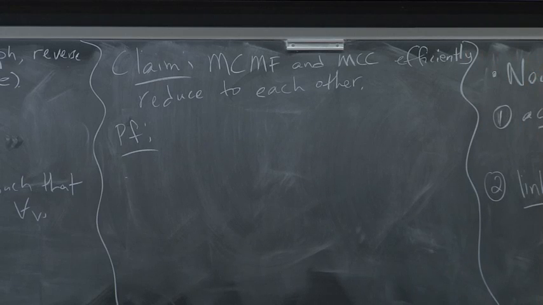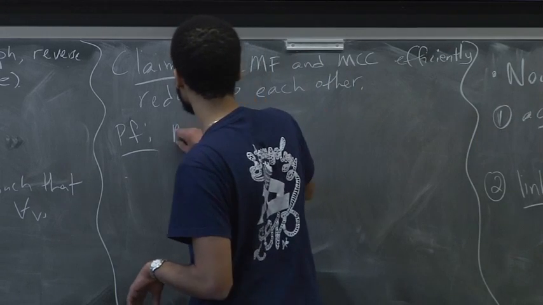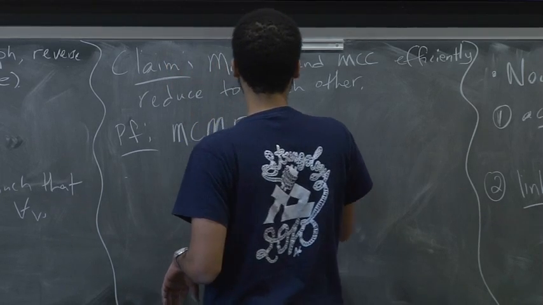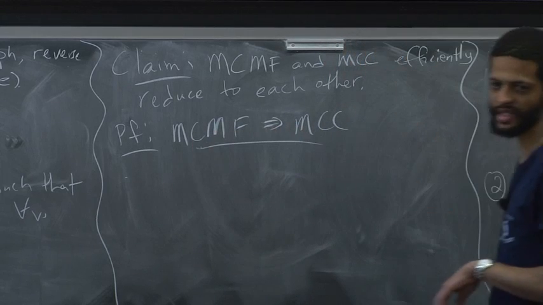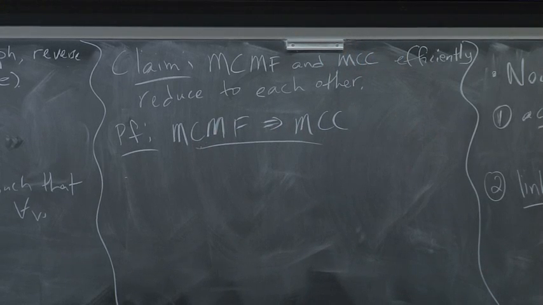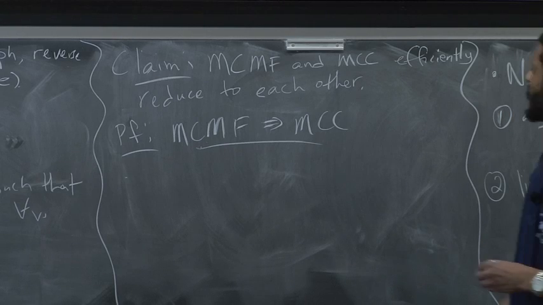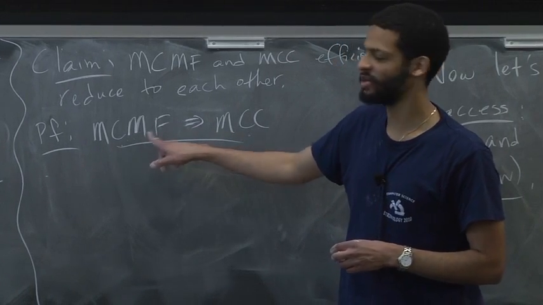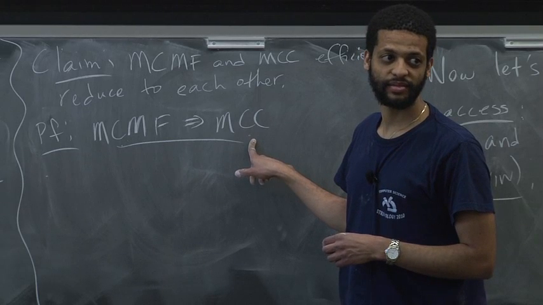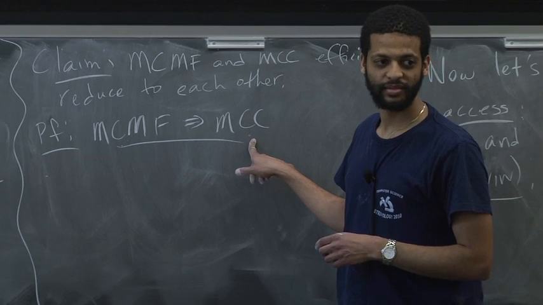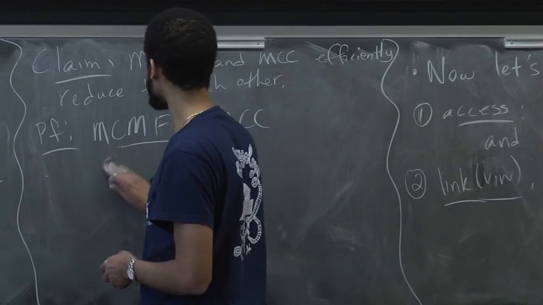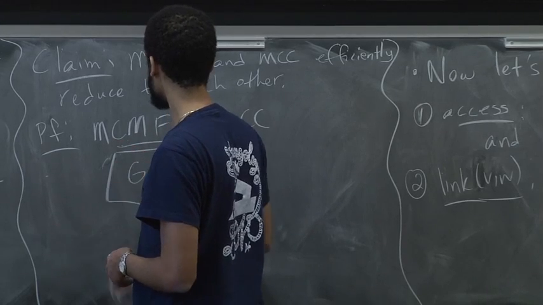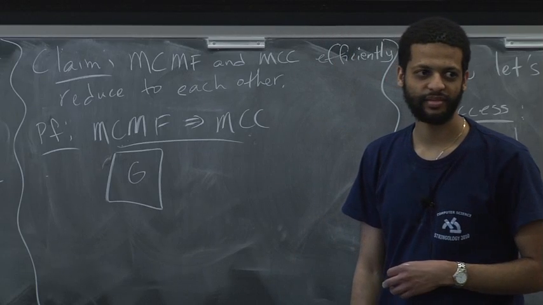Suppose you can do min cost max flow. Why does that imply that you can do min cost circulation? So this is an easy one, maybe. I give you a graph with capacities and costs. I tell you, find me a minimum cost circulation. If you have an algorithm that already solves min cost max flow, why can you solve min cost circulation? What would you do? So someone gives you a graph G and says, find me the min cost circulation. What do you do?